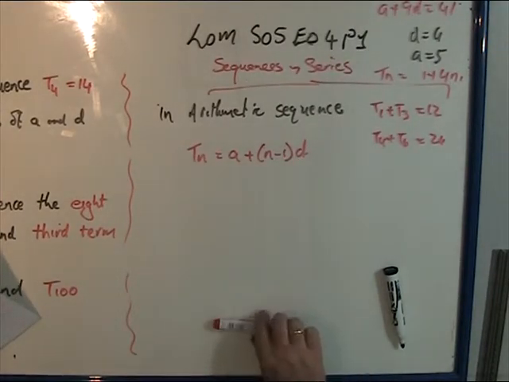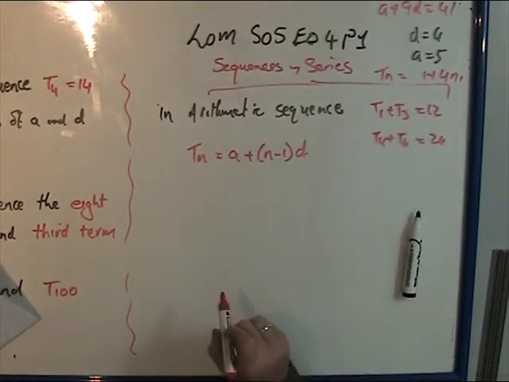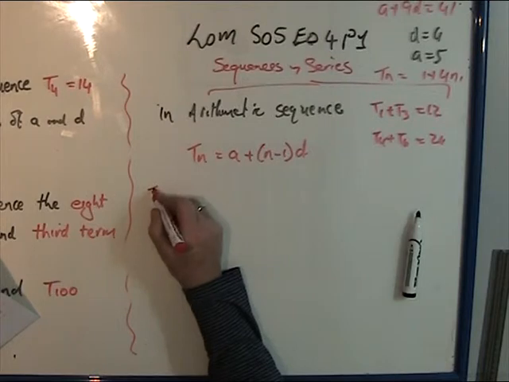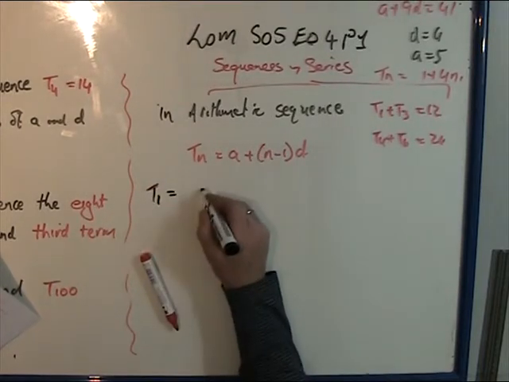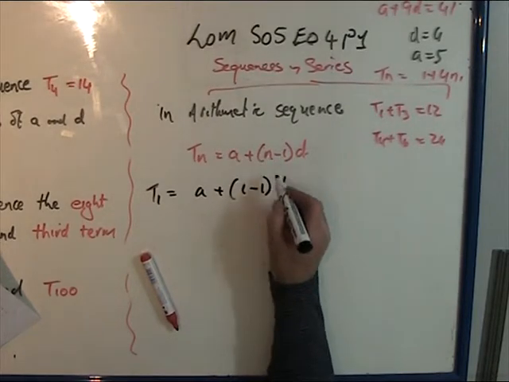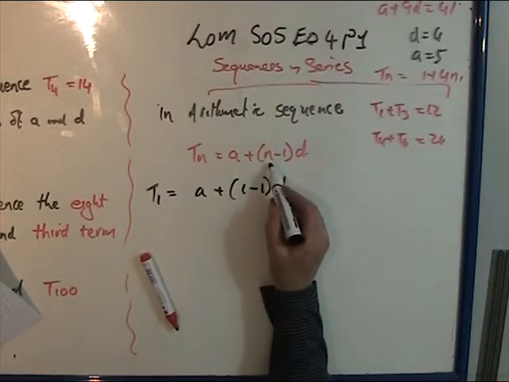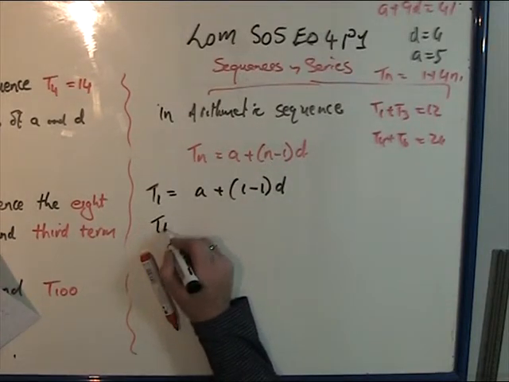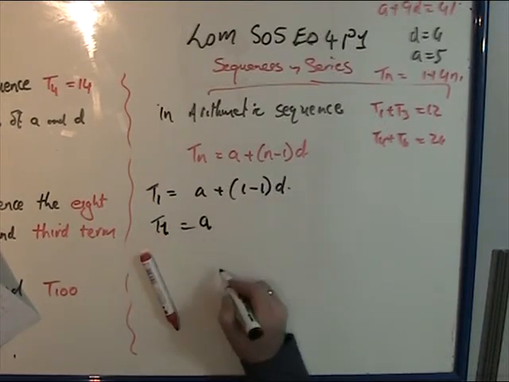Okay, and I am on T1 plus T3. So what's T1? T1 is equal to, so I'm just putting them in now here. T1 is equal to A plus 1 minus 1 times d, because n is the nth term. Okay, so this is always denoted as the nth term. So T1 is equal to A, 0 times d is equal to A. Okay, so there's one value.